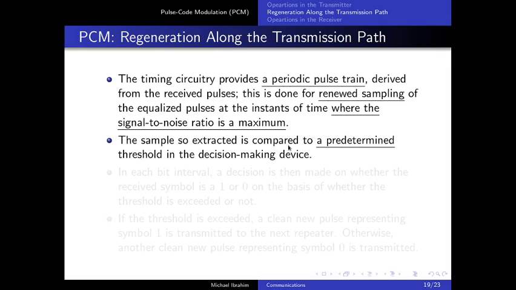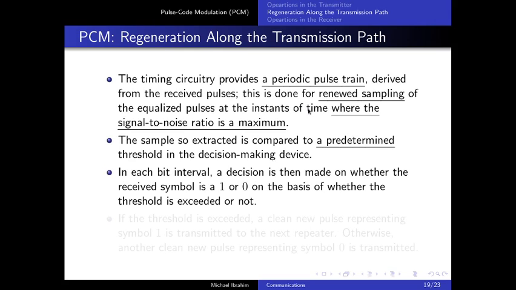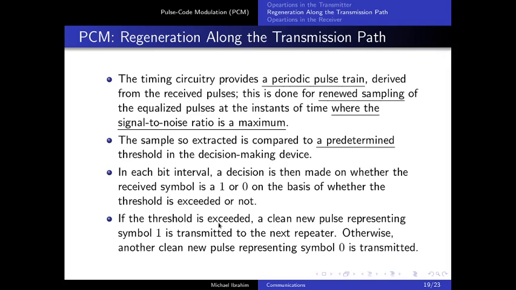These extracted samples are then compared to a threshold. If it's larger than a certain threshold, we will decide it's a 1. If it's less than the threshold, it will be decided to be a 0. And this is the third block, which is a decision-making device. So, in each bit interval, a decision is made whether the received symbol is 1 or 0 based on a threshold. If the received signal exceeds the threshold, we will say it's a 1. If it's less than the threshold, it will be 0.